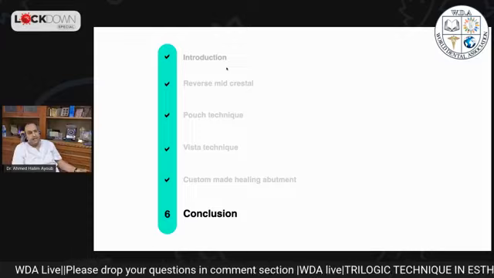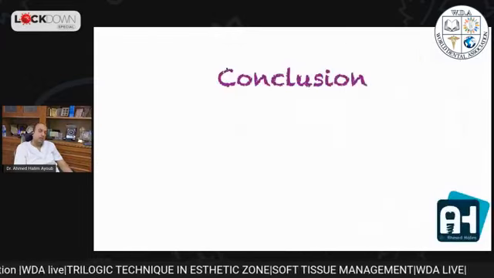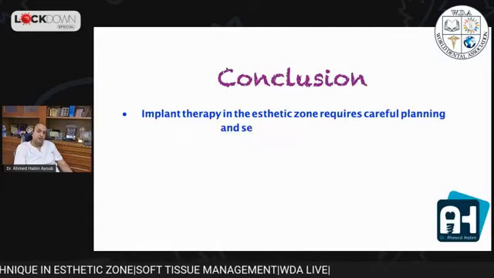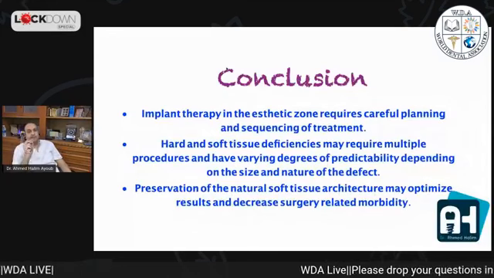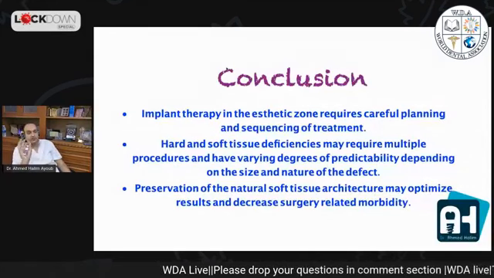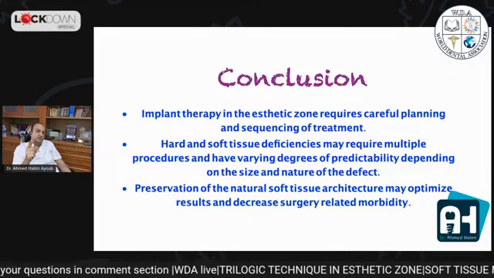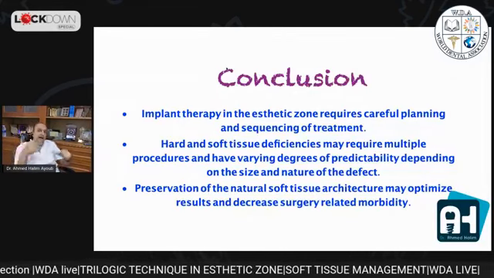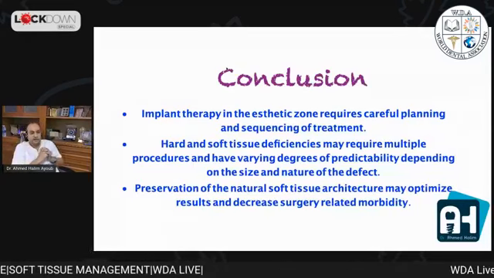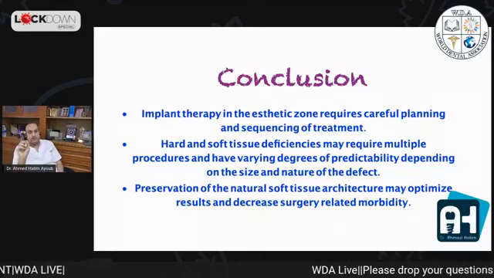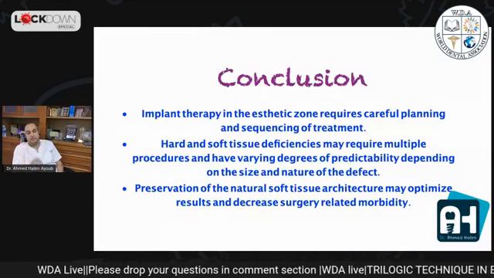And jumping finally to the conclusion, implant therapy in the aesthetic zone requires careful planning and sequencing of treatment. Hard and soft tissue deficiency may require multiple procedures and have varying degrees of predictability depending on the size and nature of the defect. Preservation of the natural soft tissue architecture may optimize results and decrease surgery-related morbidity.